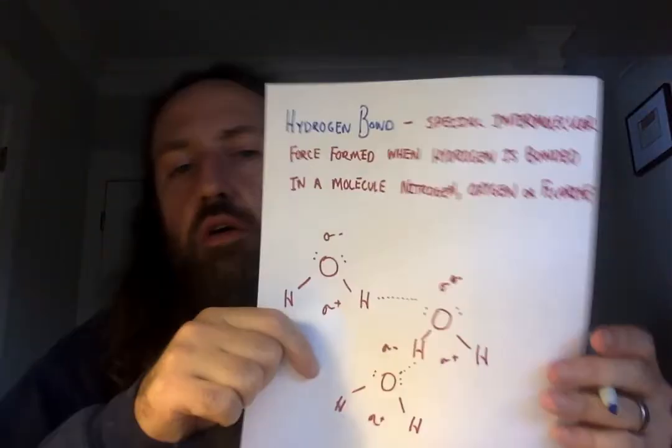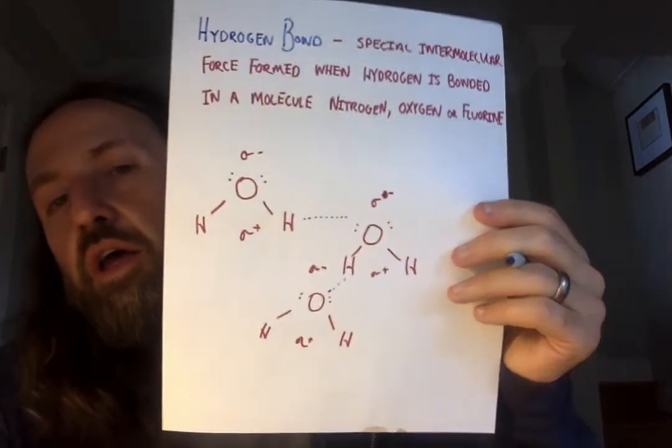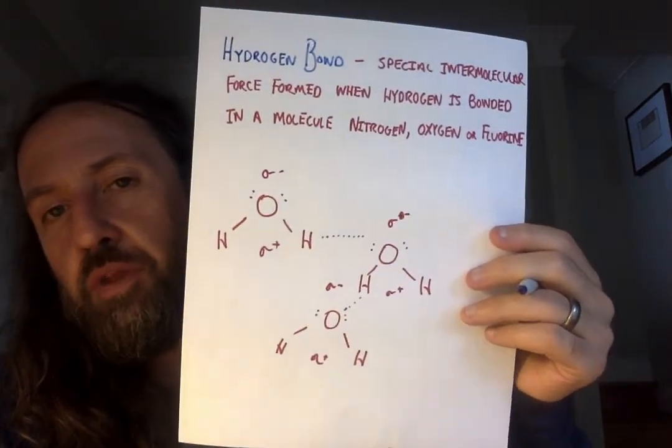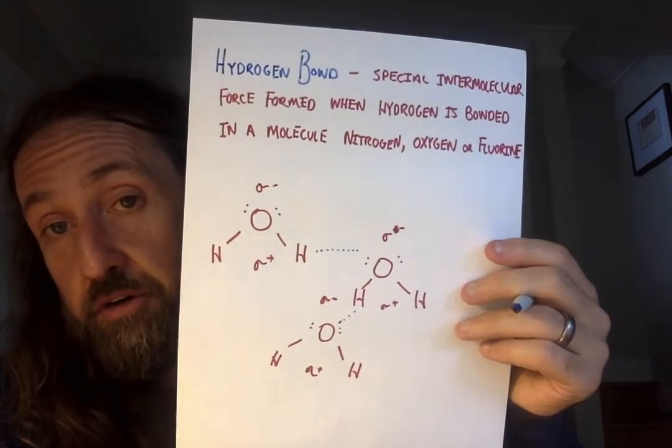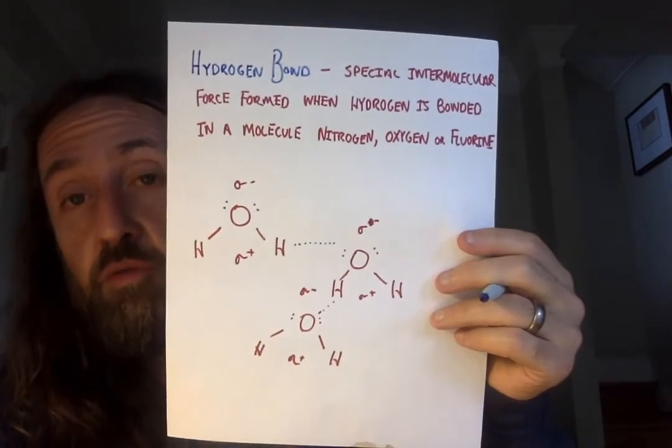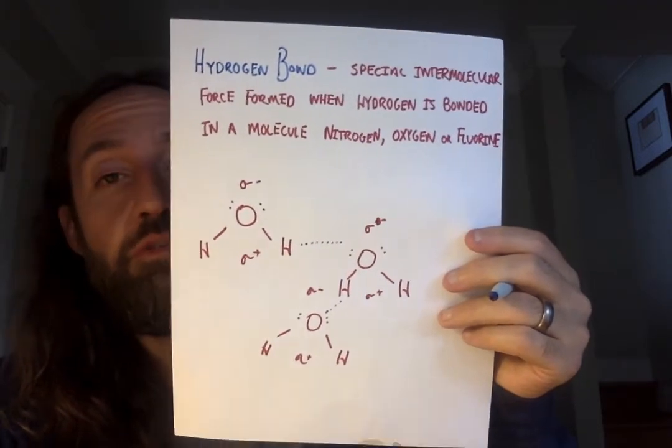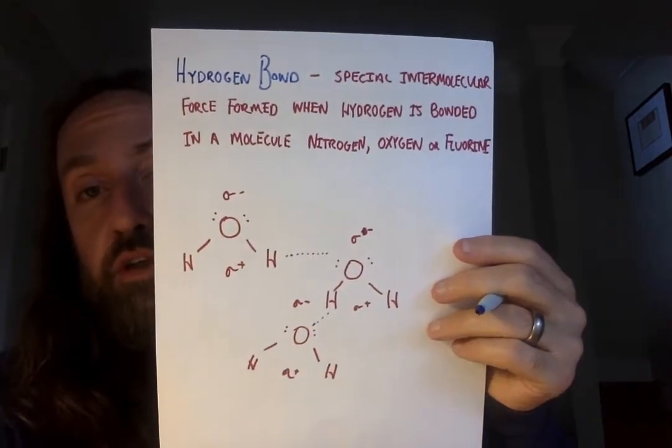Now, if you put another one in there, you're going to get this web forming, okay? And that web formed by the water allows it to have a very low vapor pressure. Water likes to stay in liquid form. It has a tremendously high boiling point for its mass, and we owe that to its hydrogen bonding.